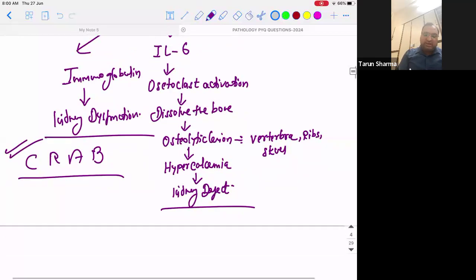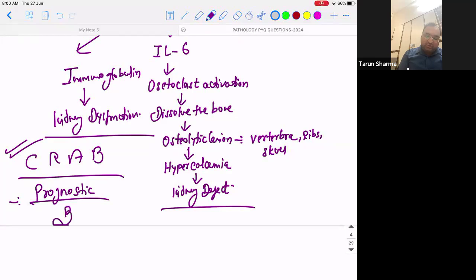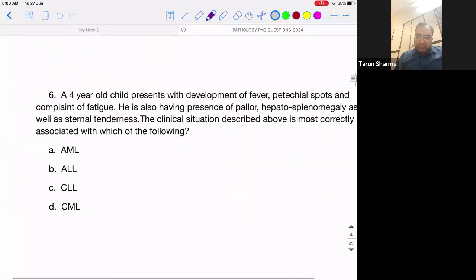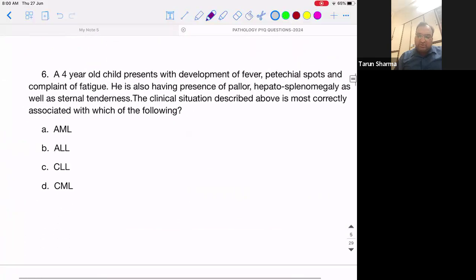They even usually ask which is the most important prognostic marker in multiple myeloma cases. Again, I'm giving you one thing: beta 2 microglobulin. This question is very commonly asked. Beta 2 microglobulin levels are very important for multiple myeloma prognosis. The higher the levels, the worse the prognosis. So beta 2 microglobulin. So this is about multiple myeloma. Let's see the next question.